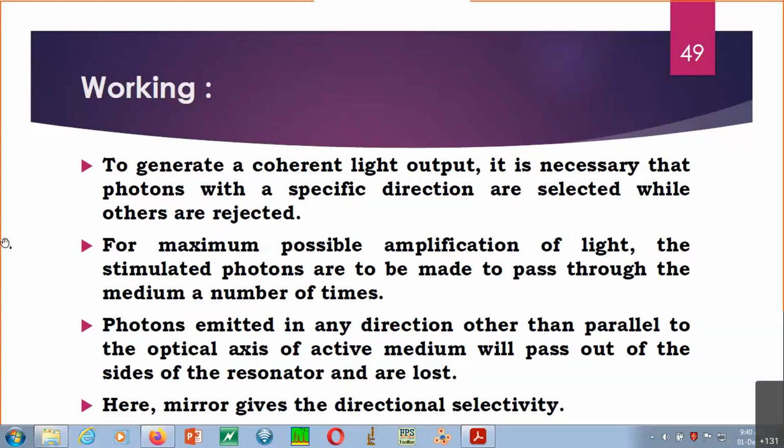Now coming to the second part: if you want to amplify the light, the maximum possible case is when these stimulated photons are made to pass through the medium a number of times. The spontaneous photons which travel parallel to the optical axis of the medium will interact with the active medium, and then create the stimulated emission process.